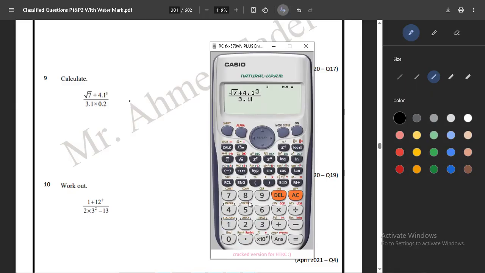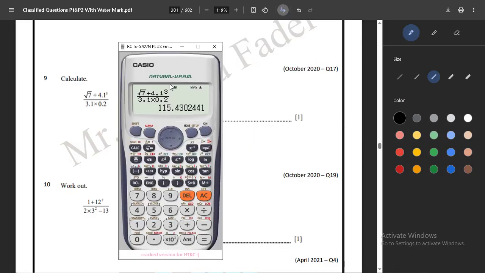3.1 times 0.2 equals, it gave you 115.4302. You don't have to write it all, just maybe 3 digits maximum because they did not determine exactly how many digits or decimal places. So 115.430, you can stop there, or 115.43. Be careful, the digit after it is a weak digit, so it is 115.43. We're not going to round up.